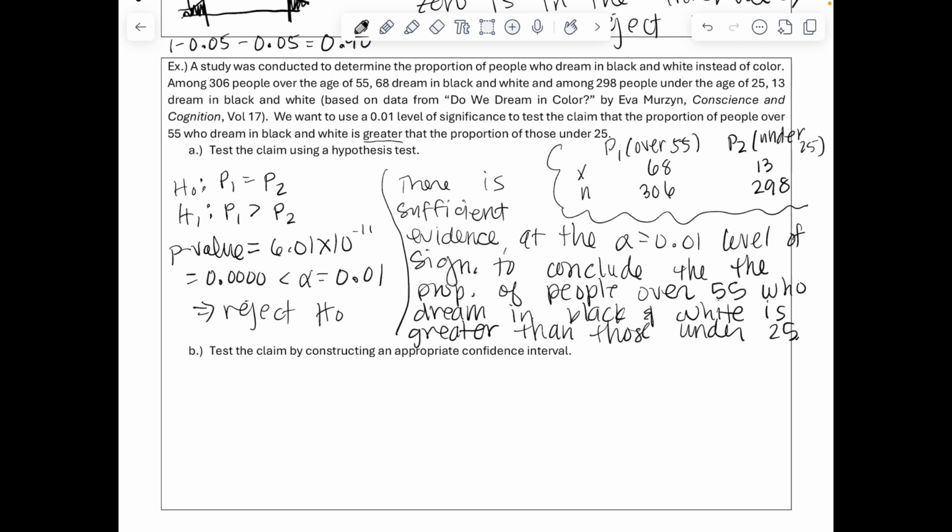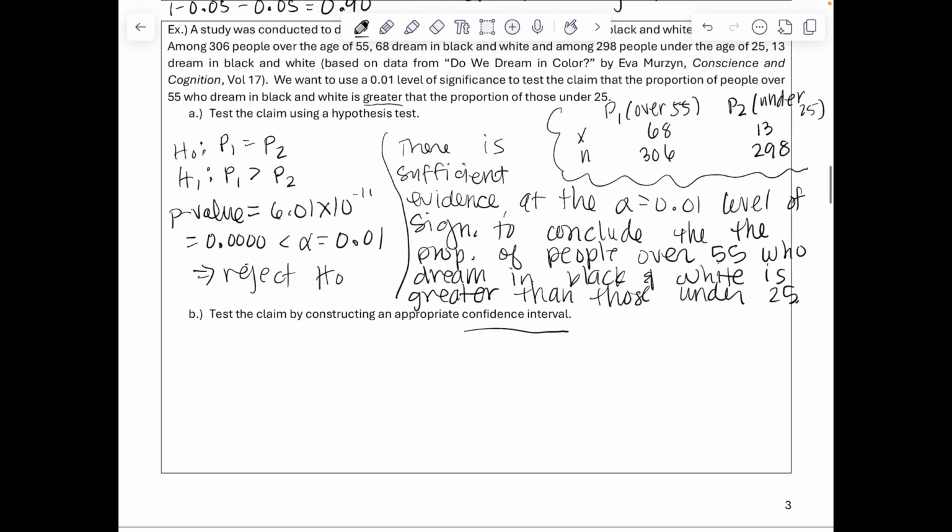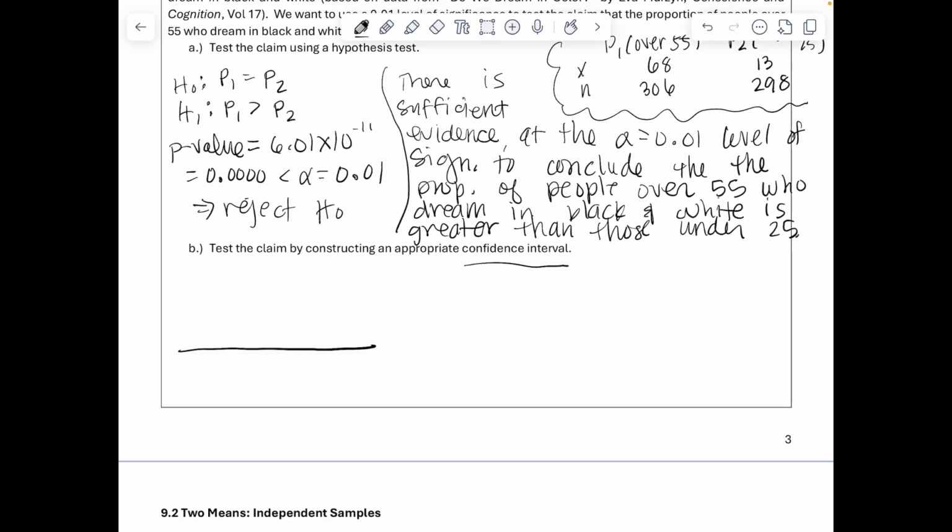Part B is testing the claim by constructing a confidence interval for this one. So again, we're going to start by drawing our normal curve. I'm going to look at what I have in my hypotheses, and I notice that this time I have a right tail test because of that greater than symbol. It's a right tail test, so in the right side of my graph, I'm going to go ahead and put my alpha, and this time my alpha is equal to 0.01. But again, remember, in order to test our hypothesis with a confidence interval, it does need to be set up as a two-tail test.